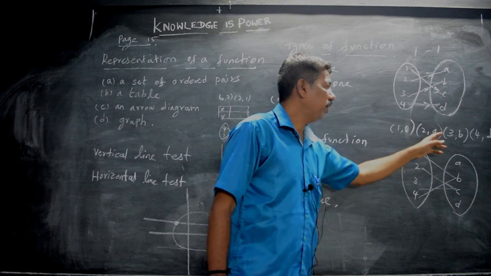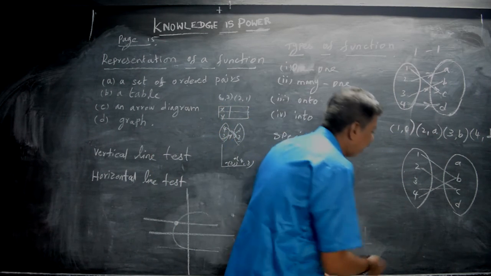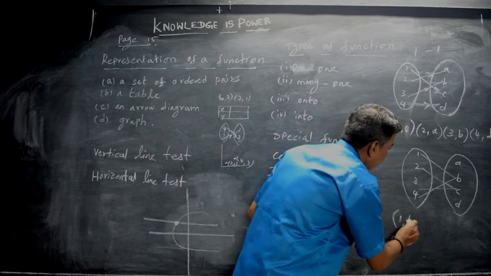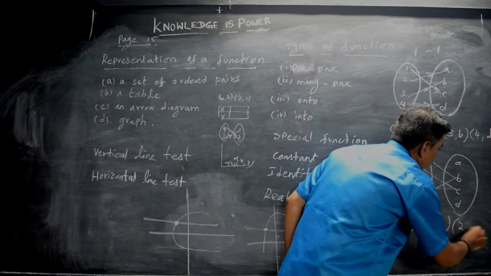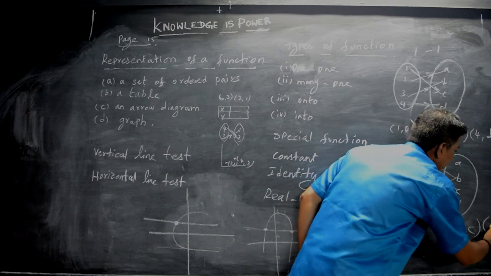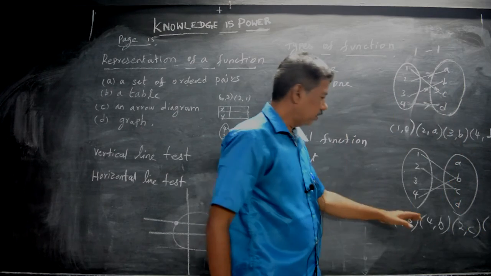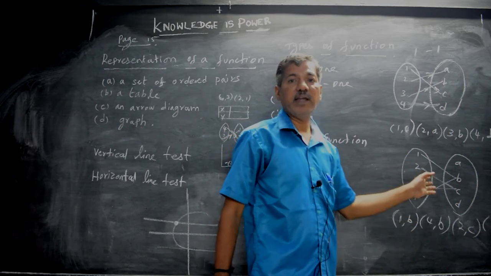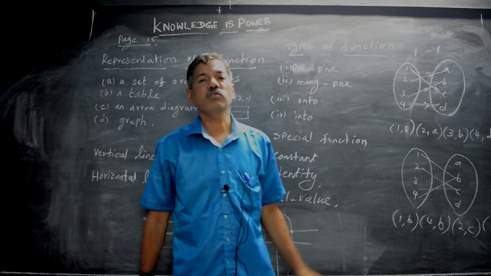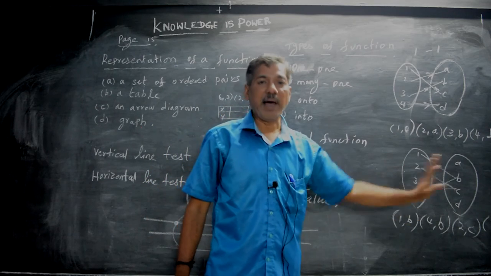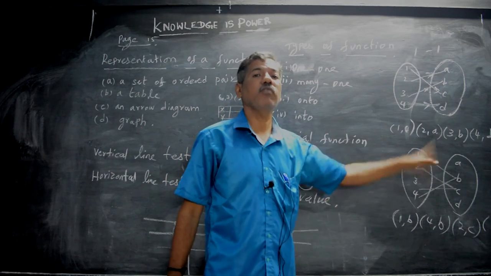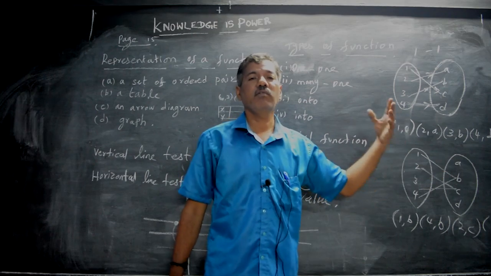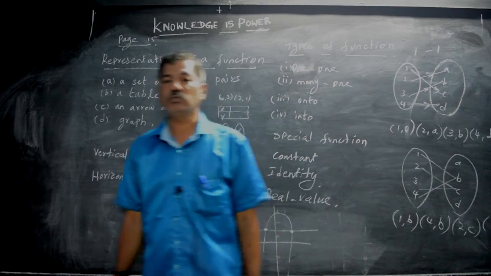When the ordered pairs, how will the ordered pairs be for this? 1 comma B, 4 comma B. For this, 2 comma C, then 3 comma C. They will give it like this. You have to make an arrangement for this. So this is the ordered pair, and this is the arrow diagram. Whatever they give, you have to follow this and find out whether it is one-to-one or many-to-one. It's clear?